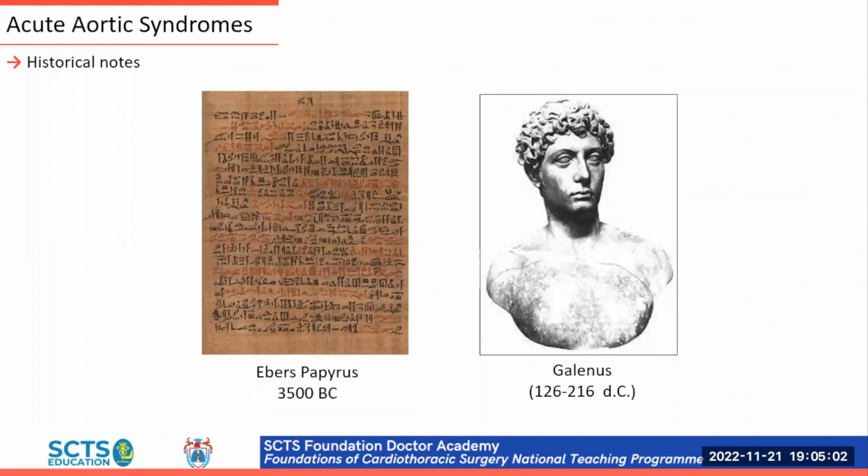The one who described acute aortic dissection in a more accurate way was Galenus, a Roman doctor, who analyzed several bodies of dead gladiators, and in one of them he spotted a new disease that was aortic dissection, the rupture of the aorta.